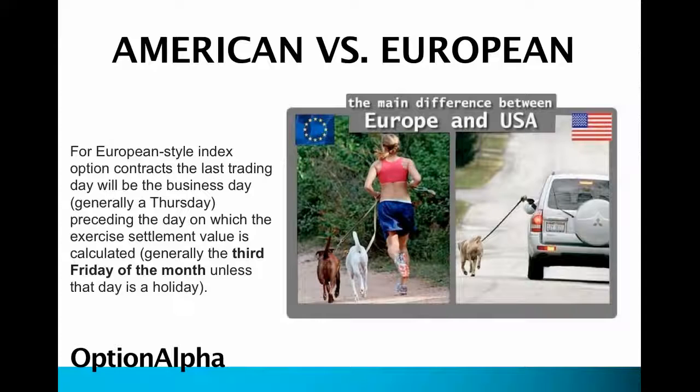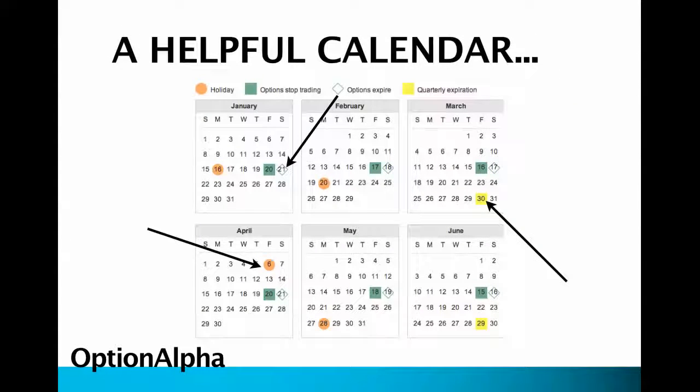So again, with European style options, it's not that you can't get out of the trade. That's a big misconception. Some people think that with European style options, you can't get out of the trade. That's not the case, but what they're generally saying is that with European style options, you can only convert the option into stock on the last day in which you can do that. So again, generally a Thursday preceding the day of expiration.